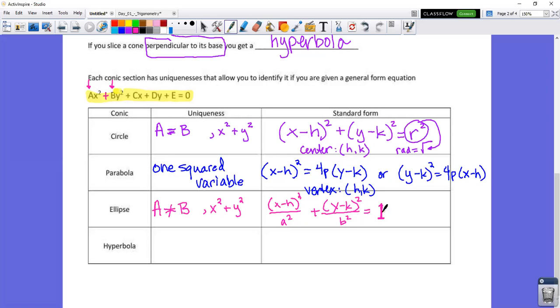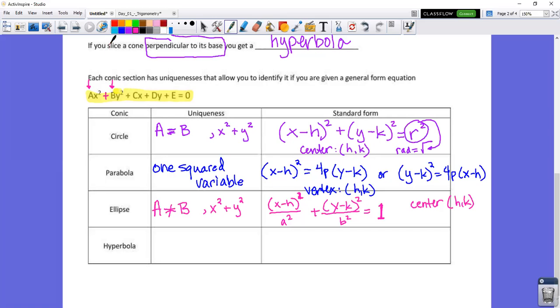Well, that'll be tomorrow. But this is the standard form for an ellipse, where your center is still at h comma k. The h comes from your x parenthesis and the k comes from your y parenthesis. And then the numbers on the bottom will basically be the lengths of your major and minor axes, right? Because you're no longer going to be circular. It's going to have one side longer than the other, which will make it into an ellipse.